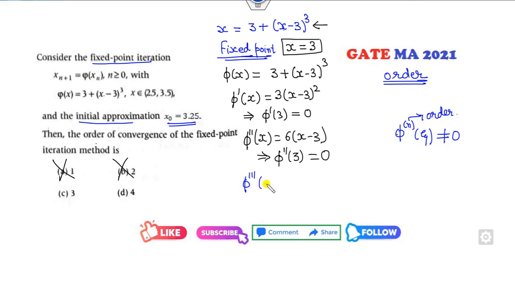What is the third derivative of this? It is 6, and clearly the third derivative is 6, which is non-zero. So 3 is the order of this fixed point equation.